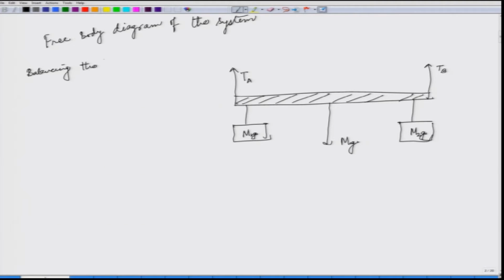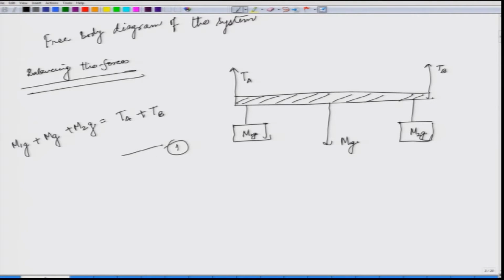So, now we are balancing the forces. What we see here is that m1g, m2g and mg are acting downwards and TA and TB are acting upwards, and the system is in equilibrium. So, we can write m1g plus mg plus m2g equals TA plus TB. Let us say this is our equation number 1.